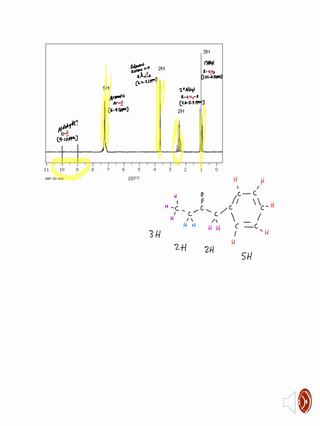Now the signal with a 2H integration and quartet splitting pattern at about 2.5 ppm right here is from the secondary alkyl group on the other side of the ketone. A quartet splitting pattern arises from this carbon having 3 neighboring hydrogens at the end of the molecule. And lastly, the 3H integration signal with the triplet splitting pattern around the 1 ppm range is from the methyl group at the end of the molecule, which has 2 neighboring hydrogens.